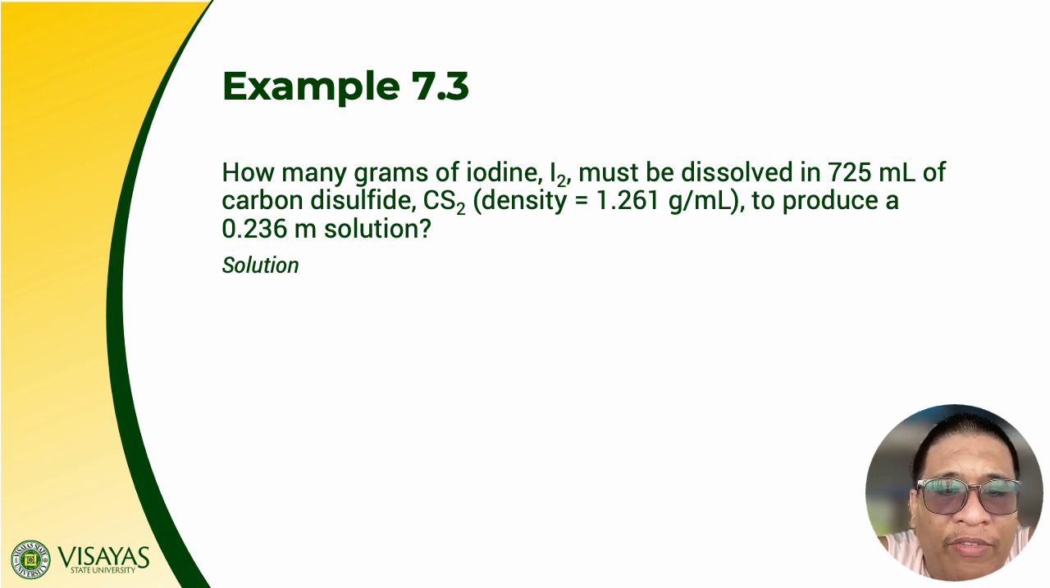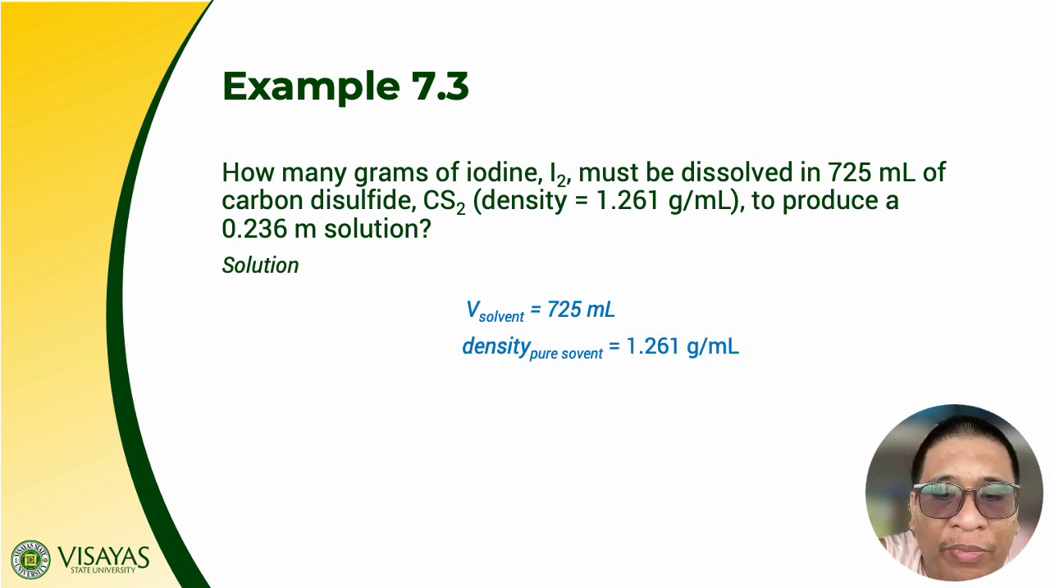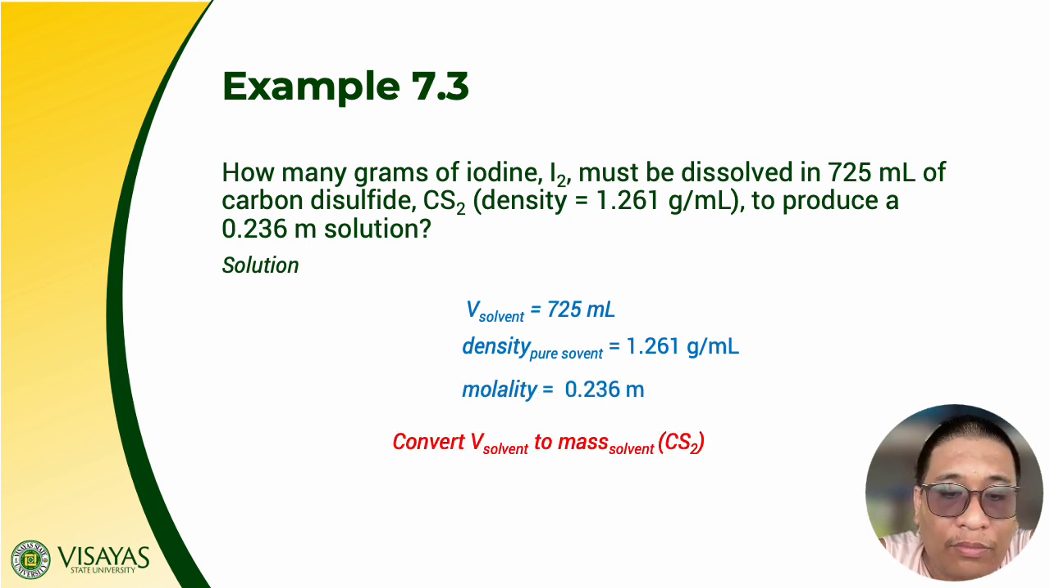Some more examples. We have how many grams of iodine, I2, must be dissolved in 725 ml of carbon disulfide, CS2, which has a density of 1.261 gram per ml to produce a 0.236 molal solution. So to solve for this, we start first with the given. The volume of the solvent is 725 ml, and the density of the pure solvent, which is CS2, is 1.261 gram per ml. Since molality is given as the concentration unit, that is in terms of mole of solute per kilogram of solvent, then we need to transform the volume of the solvent into mass of the solvent. So convert volume into mass of solvent.